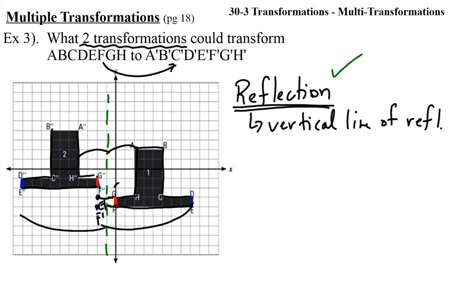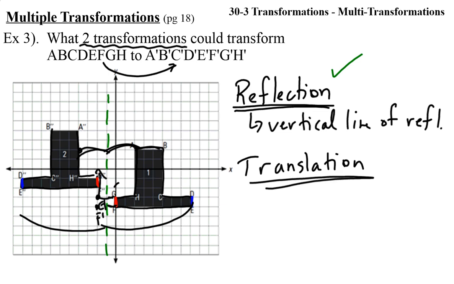But we see that that reflection doesn't give us exactly what we want, because things would then have to shift. So it would have to be a reflection followed by a translation. And in this case, if I reflected, I would then have to be translating up to some extent. So this is a reflection followed by a translation.